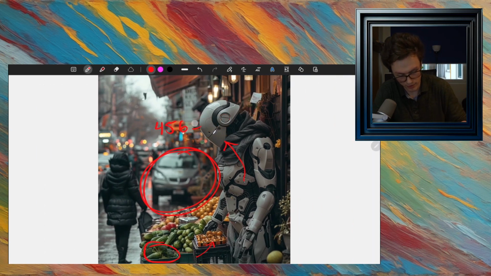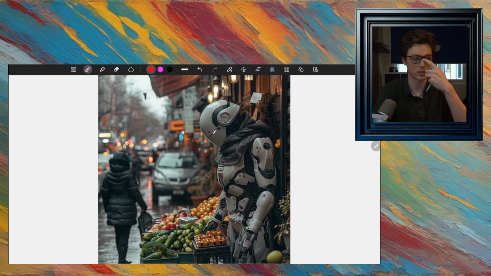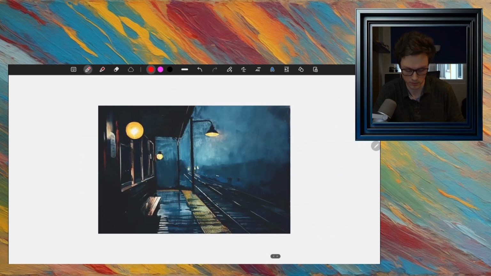I think that's everything that we can see in this image. A very interesting image. It looks like it might be from a distant future where there's robots working to sell vegetables and fruits instead of people. I wonder if that'll happen.